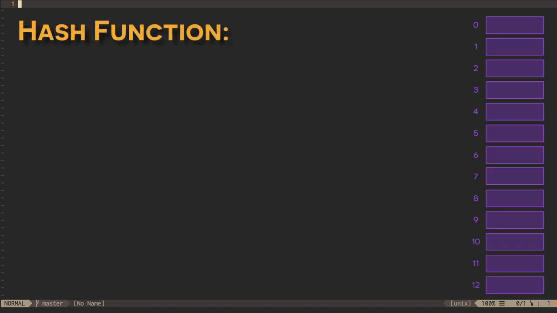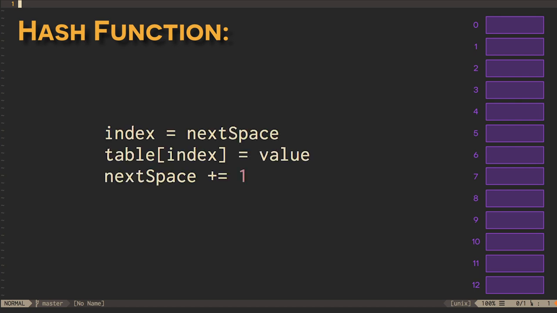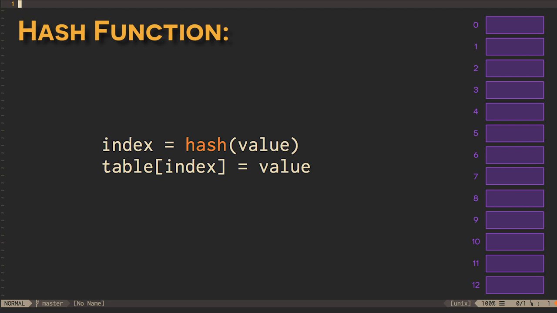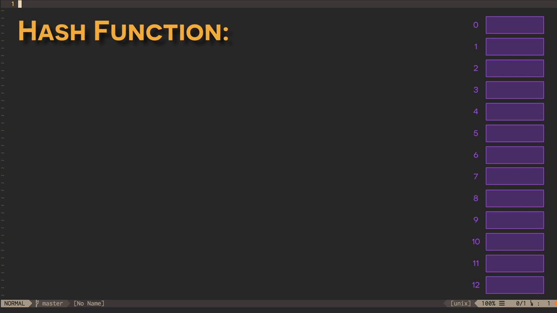A hash table stores values in an array, but instead of adding each new element after the previous one, it is added at an index derived from the element's value. This index is the hash code produced by a hash function. A hash function calculates a hash code for an element. If we choose a good hash function, every value will hash to a different code.